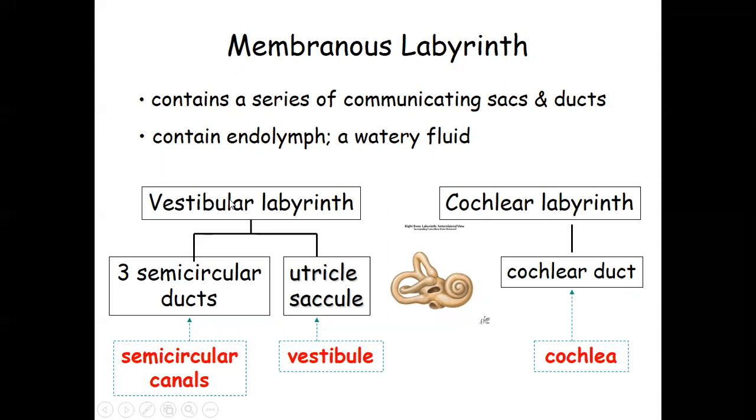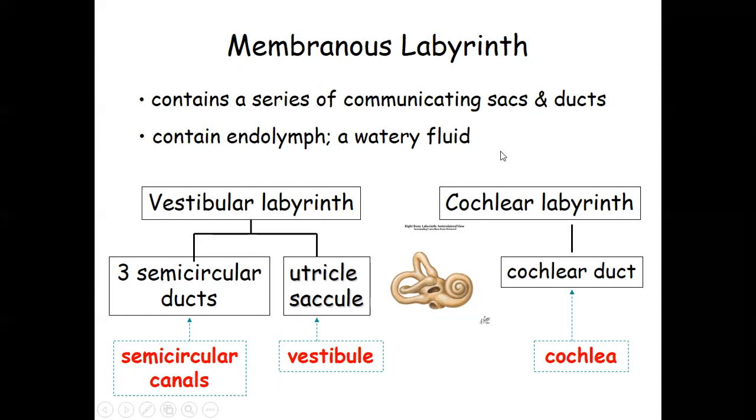We have the vestibular labyrinth and we have the cochlear labyrinth. For the vestibular labyrinth, we have the three semicircular ducts and also the utricle and saccule. So these are the components of the vestibular labyrinth: the three semicircular ducts, the utricle and also the saccule. And for the cochlear labyrinth, we have the cochlear duct.